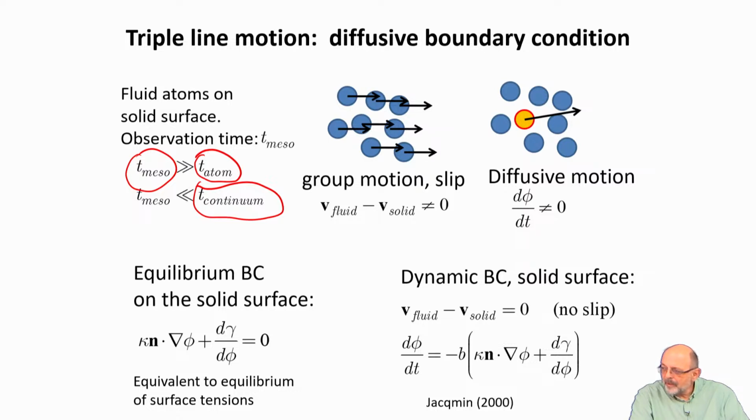Mesoscale is something that happens way too fast for us. So, if I look at those atoms, on a mesoscale, I look at the time t and t plus delta t.